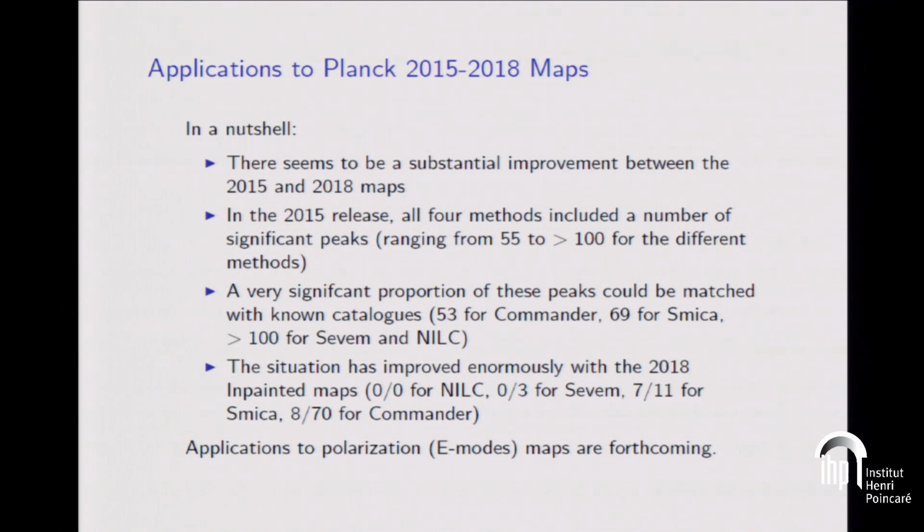So then in the latest release, the situation is improved a lot. I can make Jean-François happy, saying that the best map in absolute terms is NILC, where we have 0 detections and 0 correspondence, so there doesn't seem to be any point source. But even for the others, for instance, for one there are just 3, and we didn't find the corresponding point sources in the catalogs, which means either that these peaks are just fluctuations. 11 for SMICA, 7 of which had correspondence. For Commander there were the most, 70, but only 8 had the correspondence.